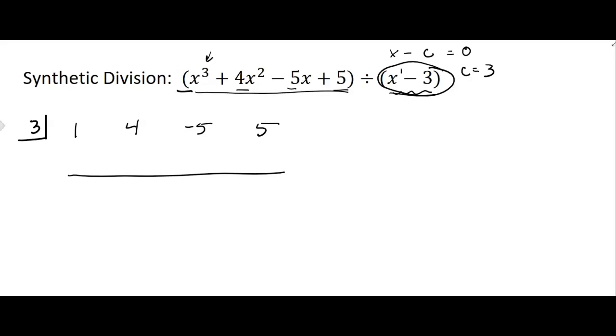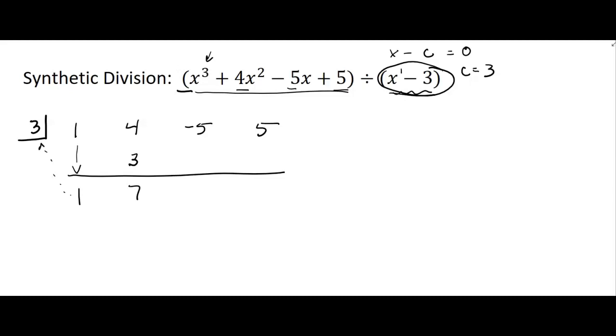The first term always drops straight down. So that's going to be a 1. Then you take the 1 and you go to the box and you're going to multiply. So 1 times 3 is 3. That goes in the next column. Then you add. 4 and 3 is 7.